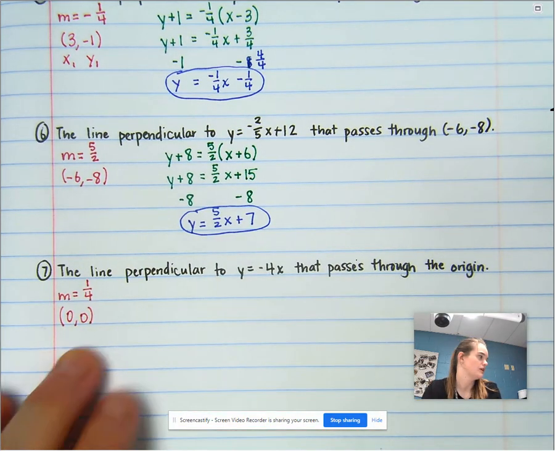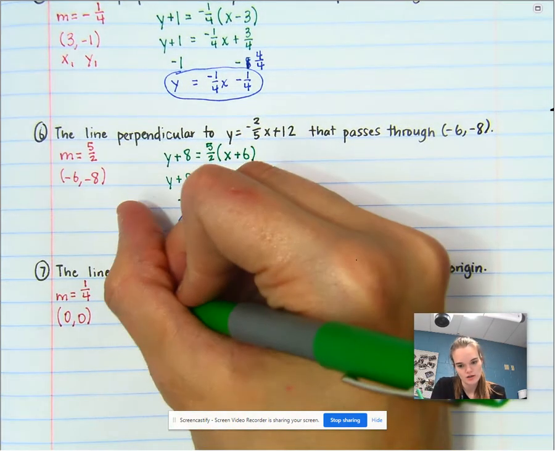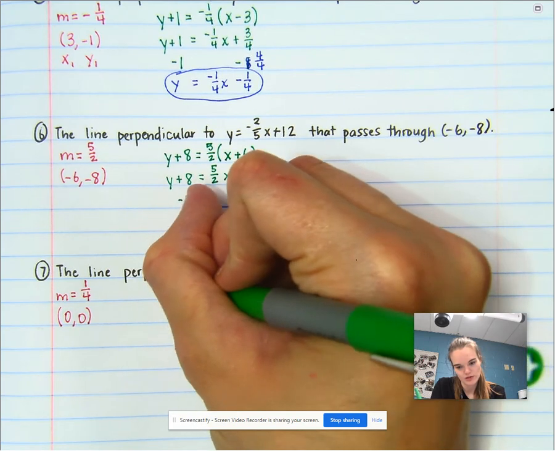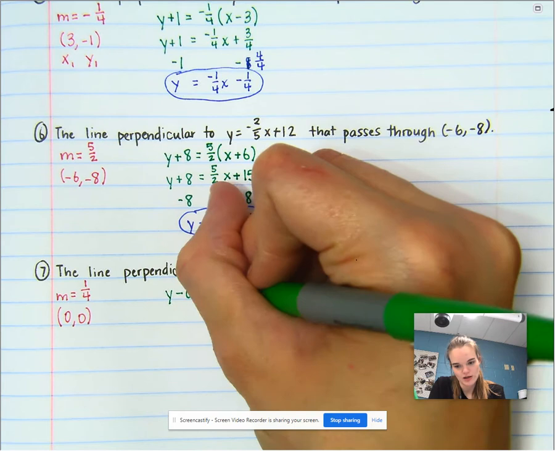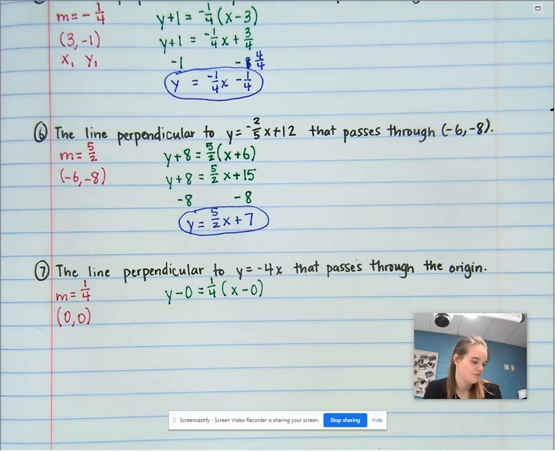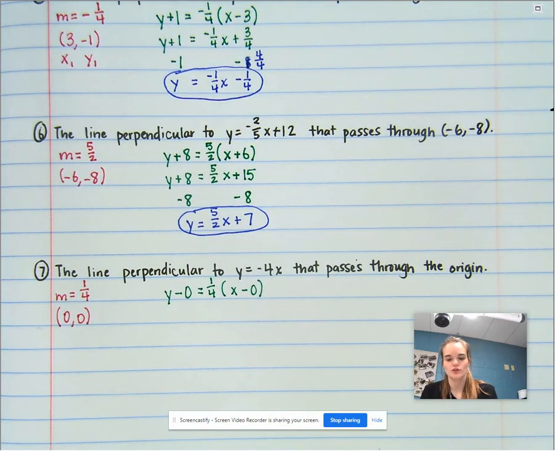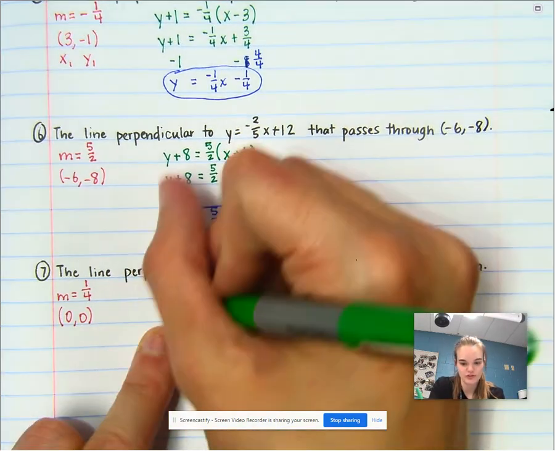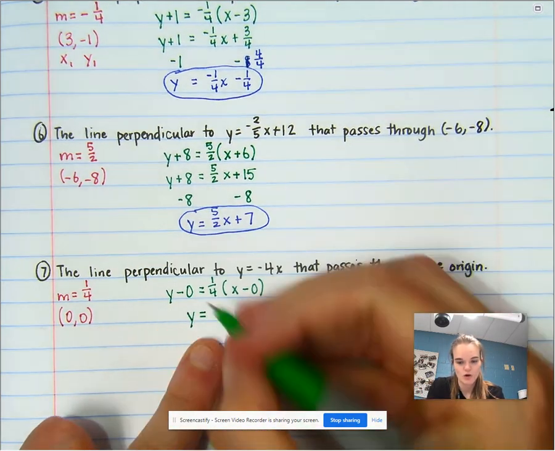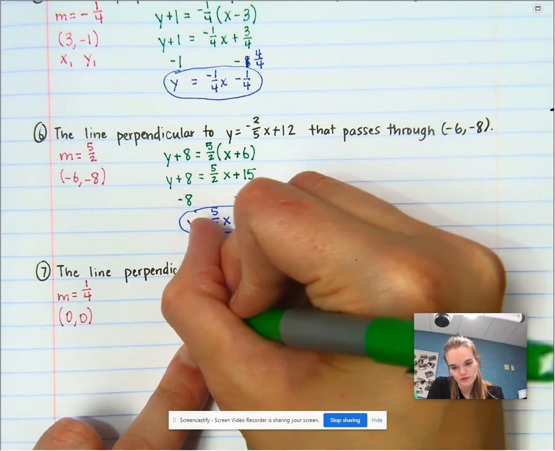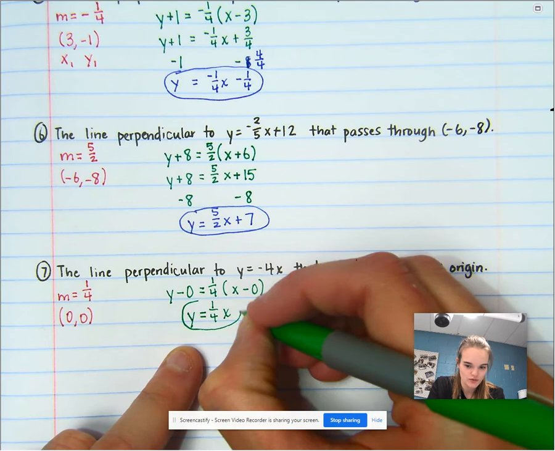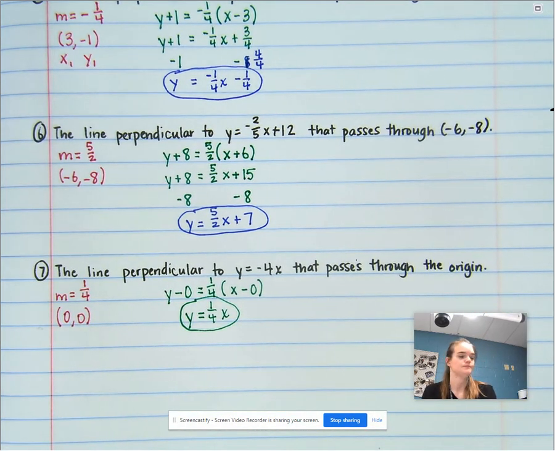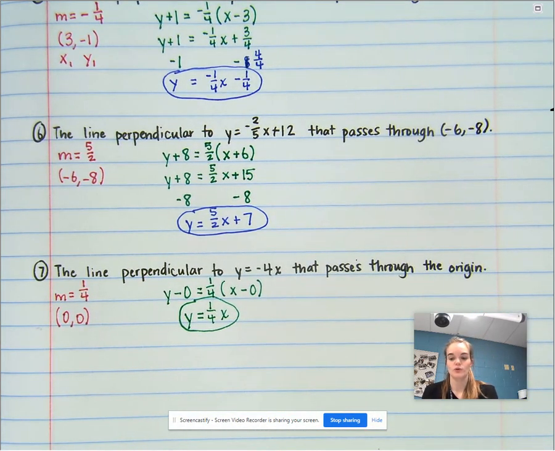Okay, we're going to set it up. Y minus 0 equals 1/4 times x minus 0. This one's going to be real quick. Here's why. Anything minus 0 is just itself. 1/4 times x is 1/4 x. And 1/4 times 0 is 0. So that one we don't have to do a lot to. Going through the origin makes it easier for us.